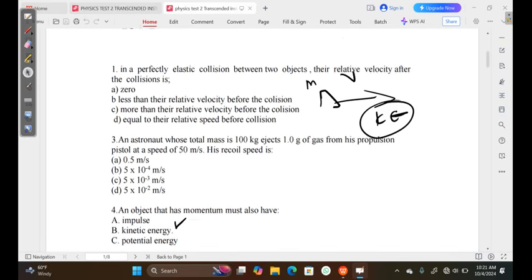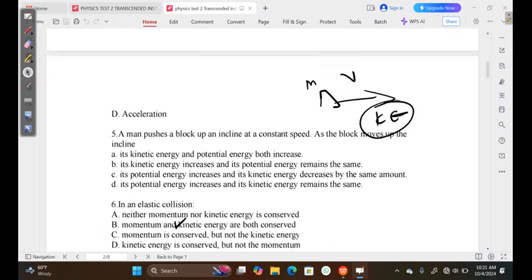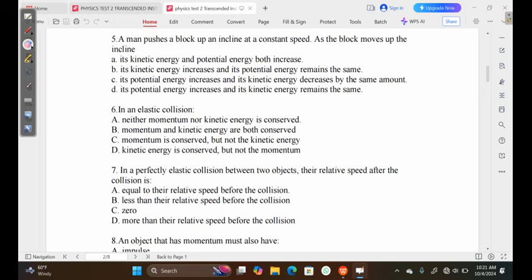I didn't put question 2 anyway, aside from 1, 3. Okay, it's fine. So we go to question 5. Question 5 is saying a man pushes a block up an incline at a constant speed. As the block moves up the incline, what is going to happen to potential energy and kinetic energy?